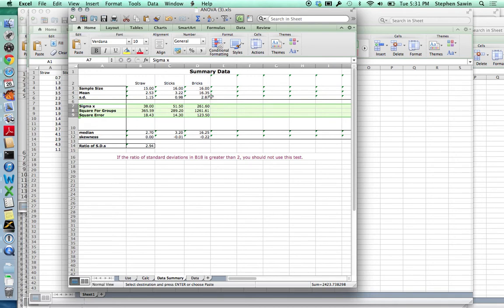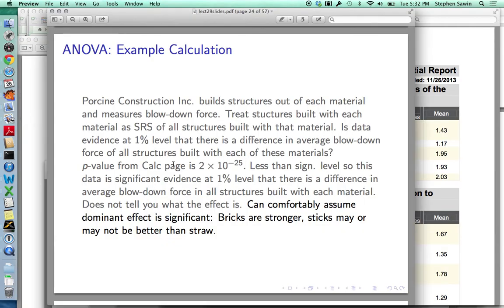You can see here that the mean of bricks is very far from the mean of the other 2. In particular, it's many standard deviations away. Whereas the mean of straw and sticks are quite close. They're maybe less than 1 standard deviation of either of them away from the other. So the big effect that you're seeing is that bricks has a higher blowdown strength than straw and sticks. Although X bar is a little bit bigger for sticks than straw, the fact that you got significant evidence you should not take as evidence that sticks is stronger than straw. The only effect that you can be confident of is that bricks is stronger than either of them. Okay, returning.